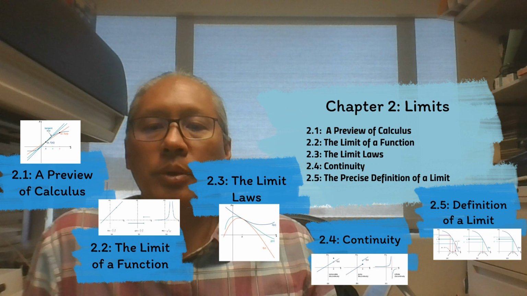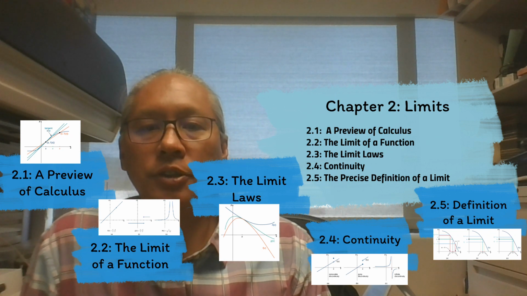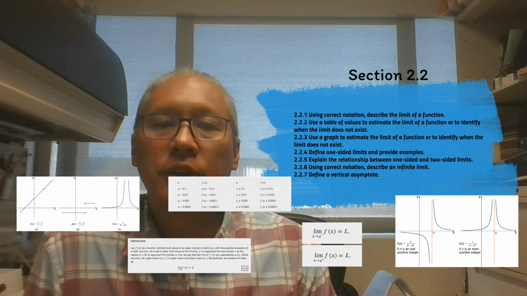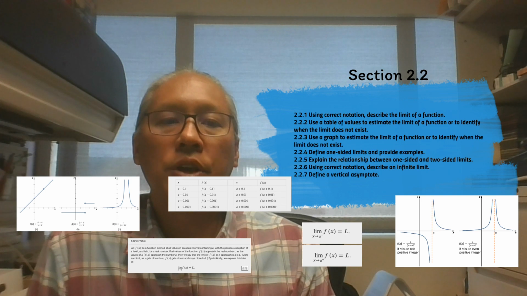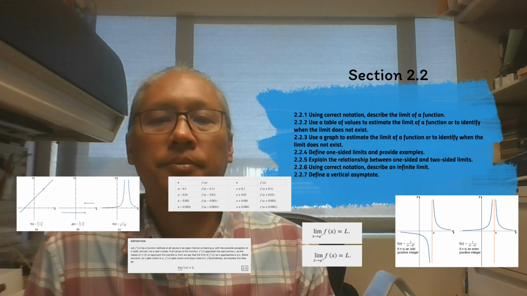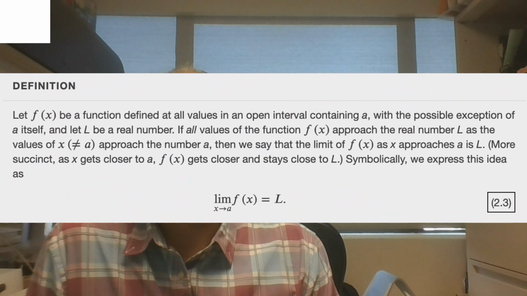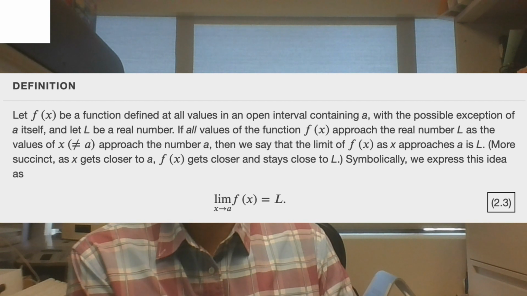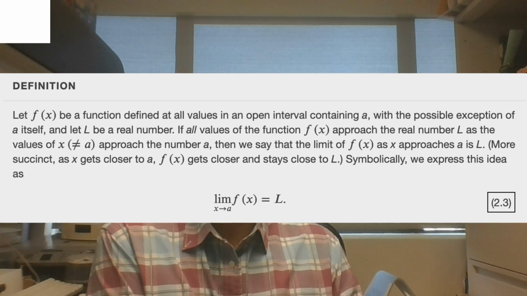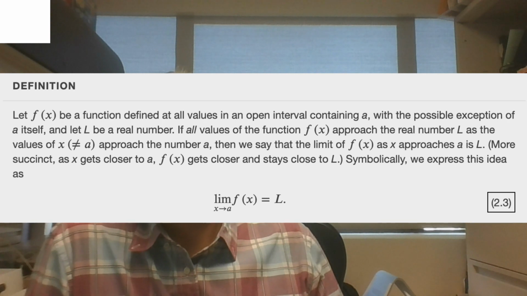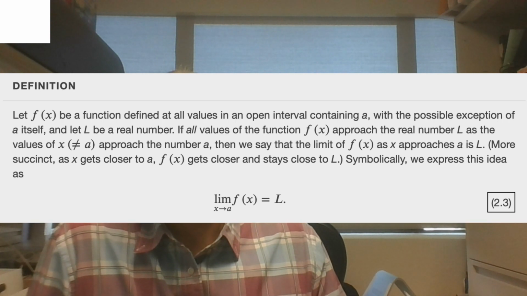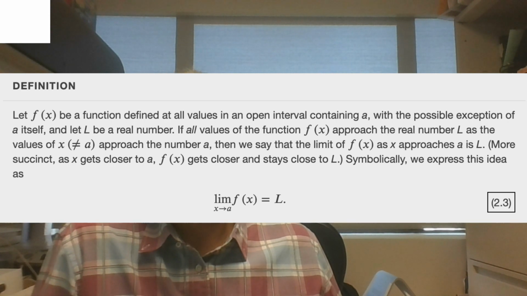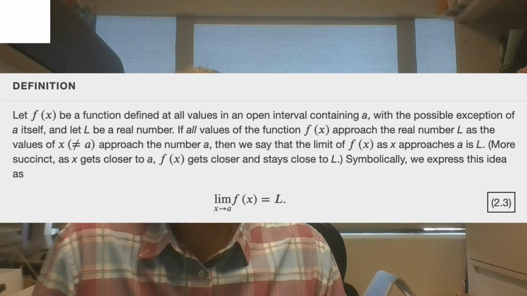In this video, we will go over section 2.2, limits of functions. In this section, we will be introduced to some basic notation for finding limits of a function, and then we will give a rough definition of what a limit means. The idea behind a limit is we want to say that we're looking for the limit as x approaches a of a function f of x, and if we can find that limit, we will call it L, capital L.